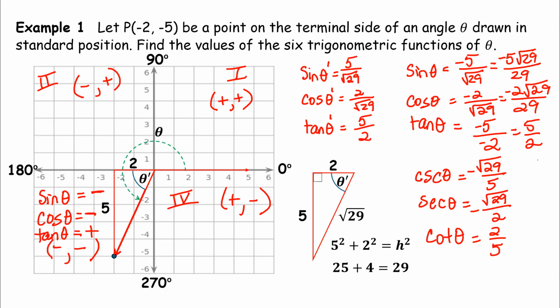As you can imagine, cosecant will always have the same sign as sine. It'll be negative in the third quadrant. Secant theta will always be negative in the third quadrant because cosine is negative. And cotangent in the third quadrant will always be positive.